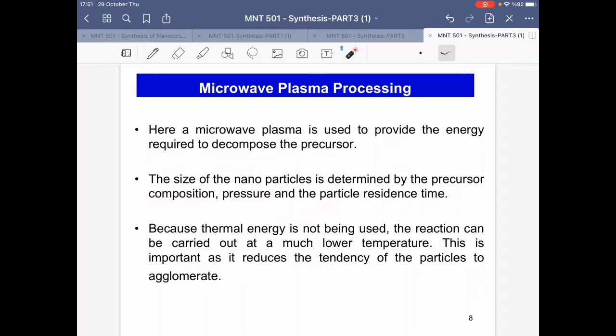Because thermal energy is not being used in this case, the reaction can be carried out at a much lower temperature. This is important. It can be important for you because lower temperature reduces the tendency of particles to agglomerate, or in some cases it doesn't allow the nanoparticle to grow higher than a certain size because it doesn't have that temperature. Okay, so you can have more control over what you're making if you have a microwave plasma process.